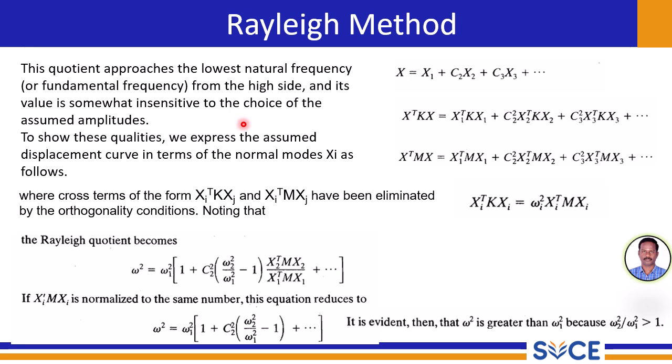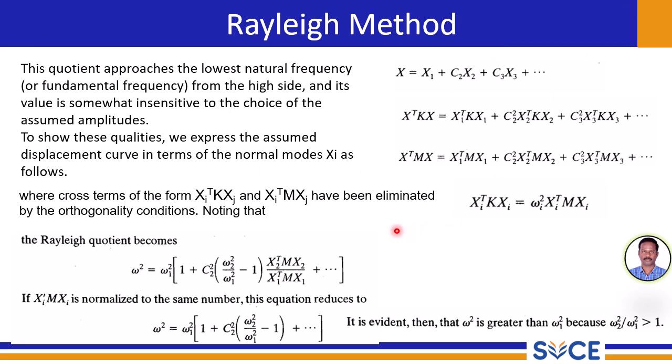The second important thing is that it is insensitive to amplitudes. The value of the Rayleigh quotient is somewhat insensitive to the choice of the assumed amplitudes in the displacement vector X, as long as the overall shape is reasonably correct. This is a very significant advantage because it means we can often get a good estimate even with a relatively rough initial guess for the mode shape.